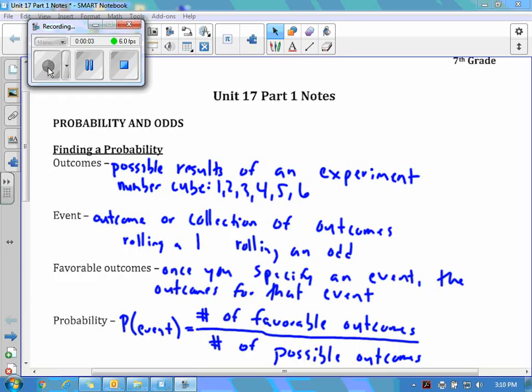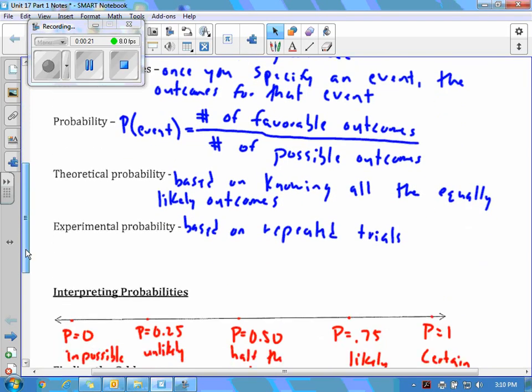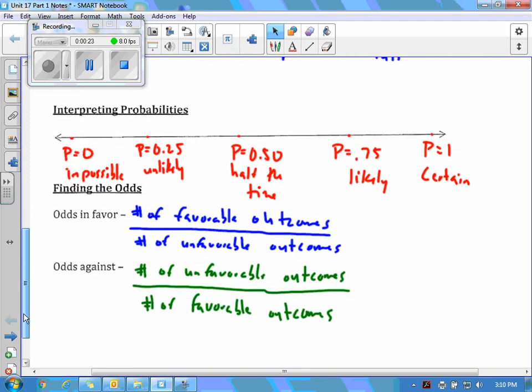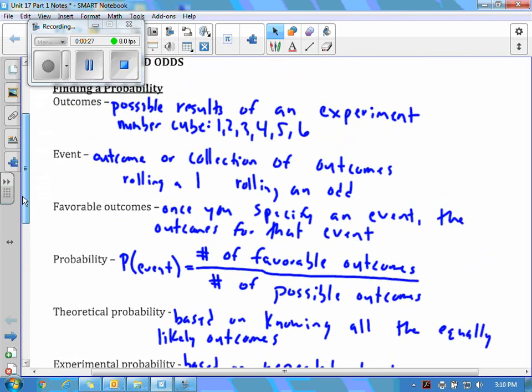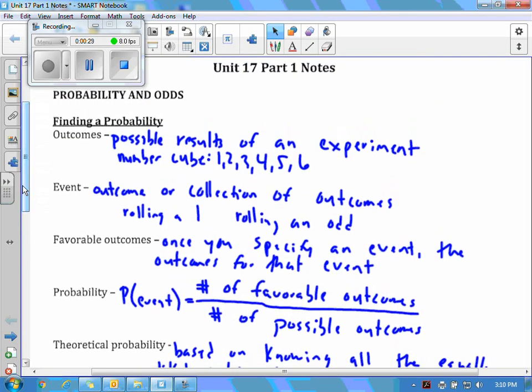All right, seventh graders, we are moving on to Unit 17, Part 1, and we're talking about probability and odds. So we'll touch on this. You've probably done very basic versions of this. We'll do a little bit more complicated this year, and then you'll really dive into it when you get to high school. So if you look at the front page of your notes, there are a lot of definitions, so make sure you get all these written down. I'll read through them. Feel free to pause this whenever you need to write them down.